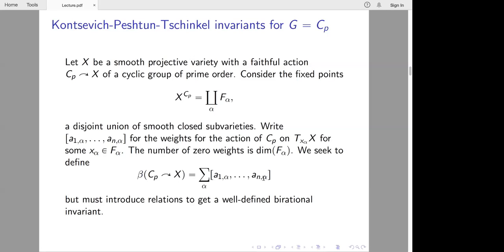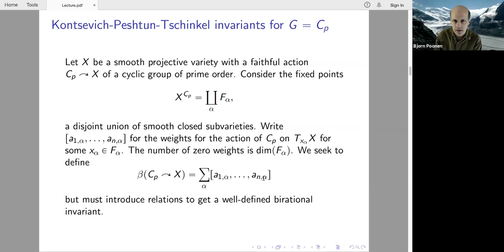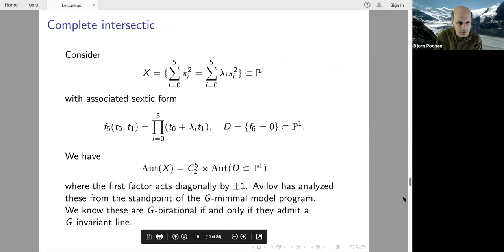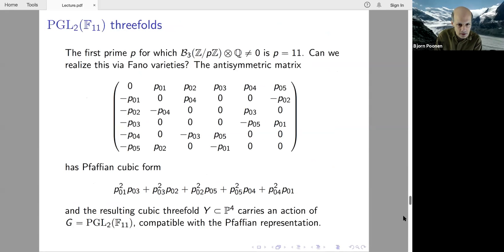Other questions? Can I ask, can you go back to the threefold where you had the, what was it? The GL2 or PSL2 F11 one? Yep. Where was it? You had some cubic. Yeah, okay.